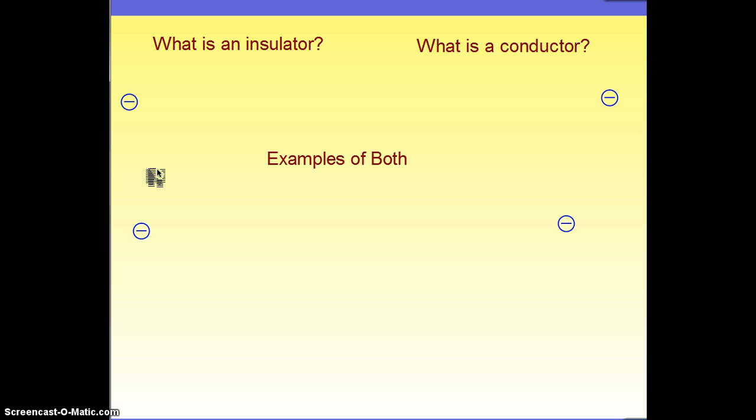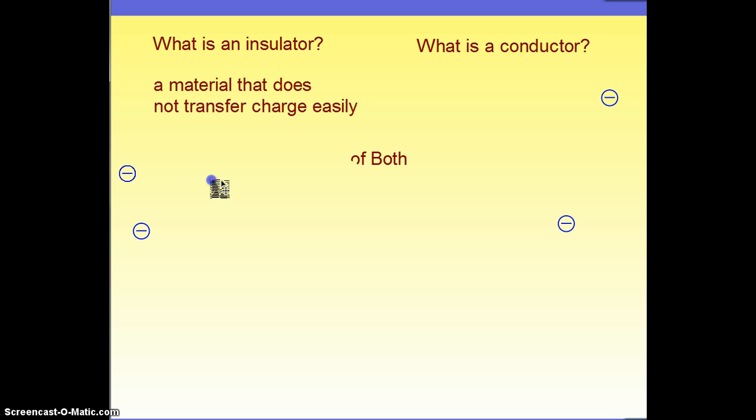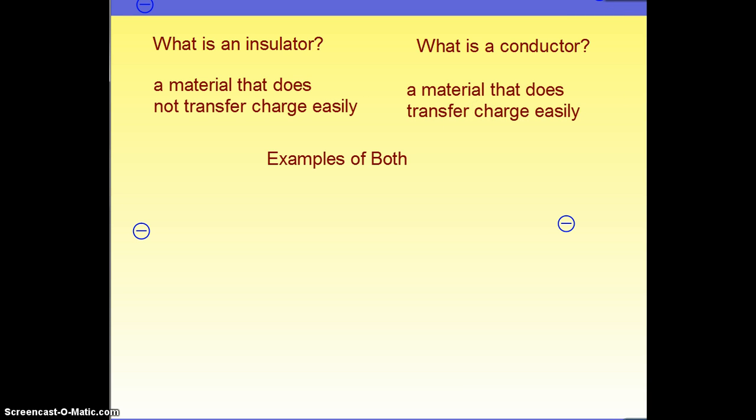Talk about insulators and conductors. An insulator, what is it? It is a material that does not transfer charge easily. I said easily. Insulators are very good at gathering charges on their surface at times, but the charges don't want to travel through it. Whereas a conductor, the material does transfer charge easily through it. A classic example of a conductor is metal, but water also works. And there are some other ones, but we're going to talk about metals or water most of the time.